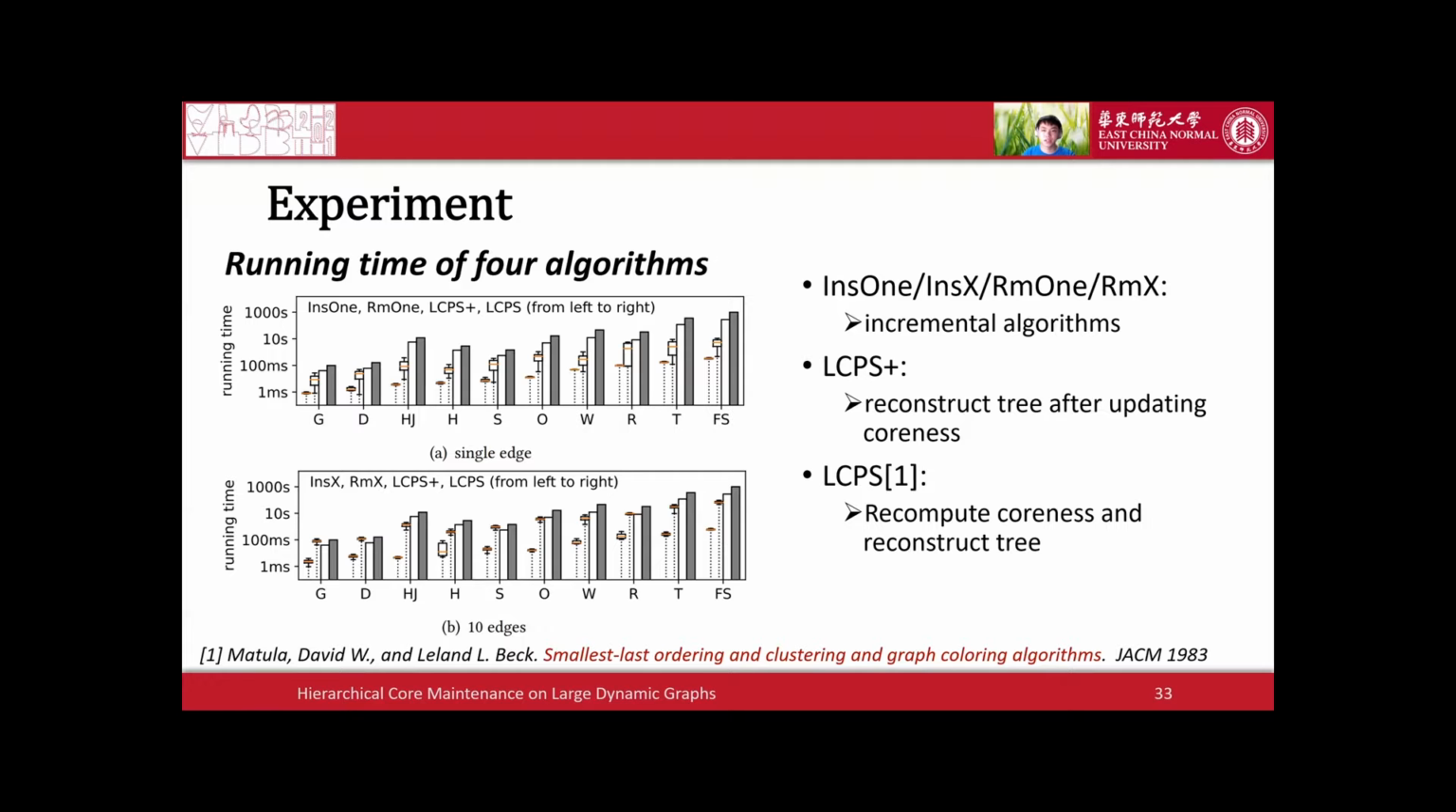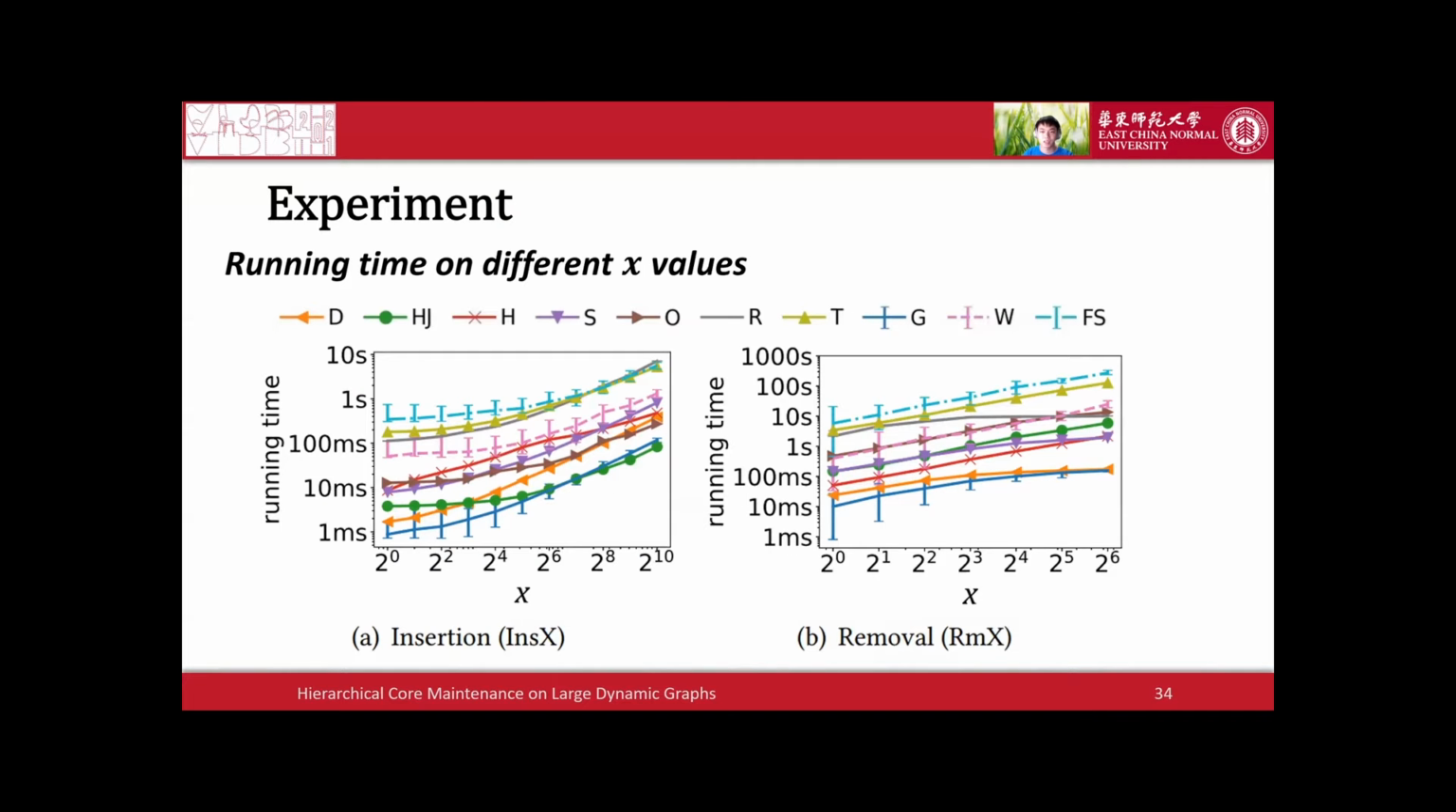To prove the efficiency of our algorithms, we compare our algorithm to the 2 baselines, where LCPS plus is to reconstruct the tree after updating coreness by the incremental algorithms. We can see that our 2 algorithms are faster than the baselines on most datasets, especially for large data. These 2 figures report the trend of the 2 algorithms with different x values. To make them clear, we pick 3 datasets of them.